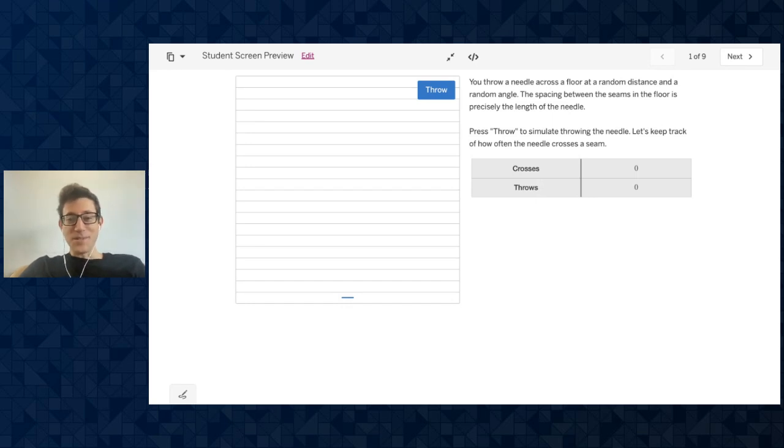Hi, I'm Zach Wisner-Gross, and today I'm going to be sharing with you one of our monthly challenges. This one is related to Pi Day, and it's a really, really inefficient way to approximate pi by tossing needles.